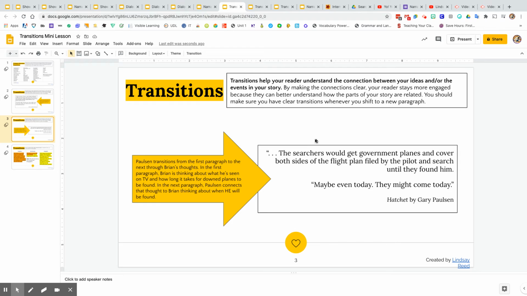So in his first paragraph, Gary Paulson is talking about the things that Brian remembers from seeing plane crashes and stuff in the news. So he's thinking about what they're going to do. And then in the second paragraph, he starts thinking more specifically about when he is going to get saved. Okay, so it is kind of generally how people are found in plane crashes. And then in this one, it shifts from generally to specifically Brian.